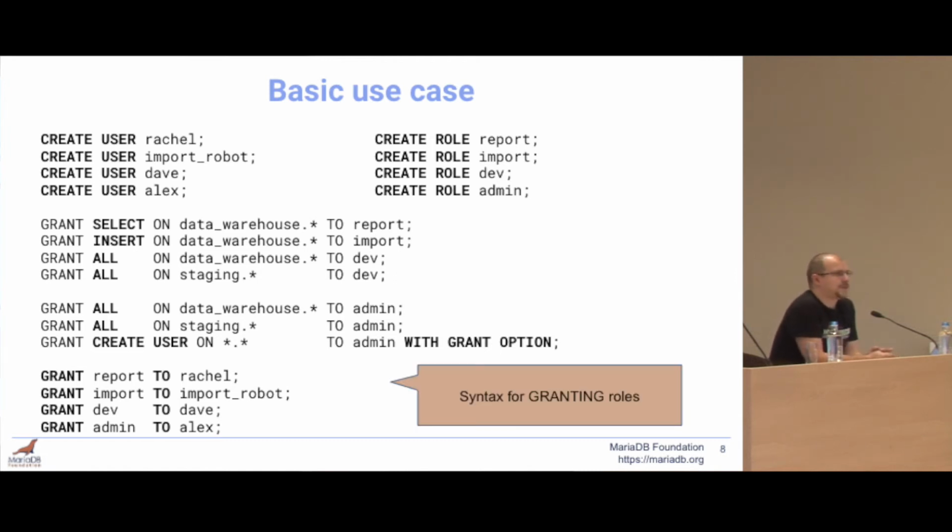Notice the bottom 4 lines here. This is the syntax for granting roles to users. So instead of granting to some user with an on clause, you don't have it. You just have a role name and the user, or the role name and the other role name.